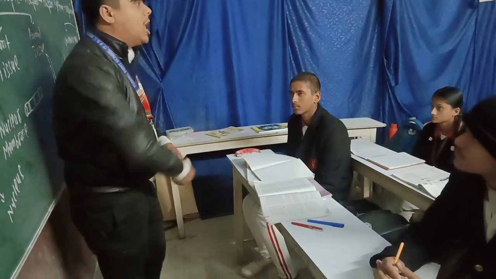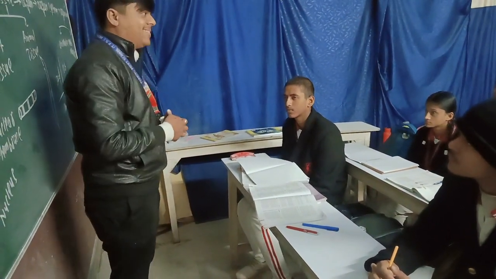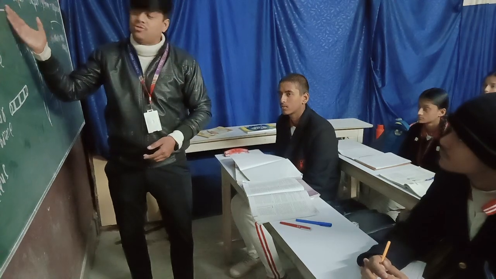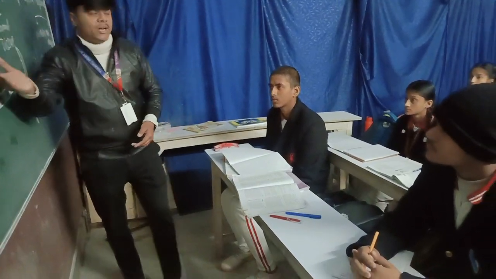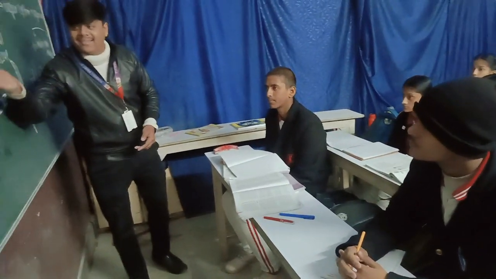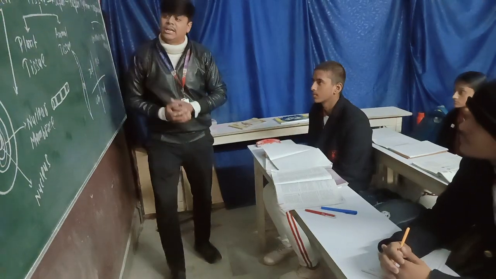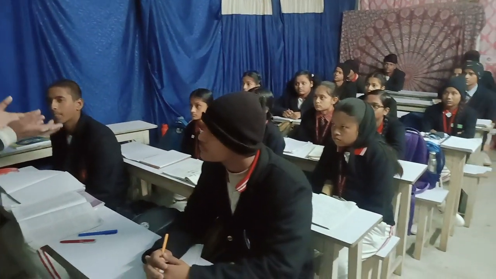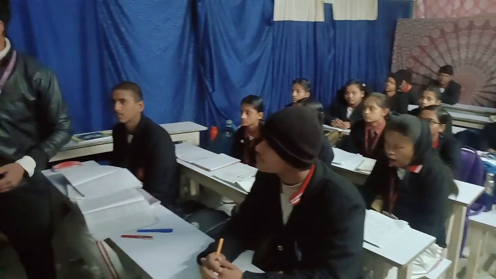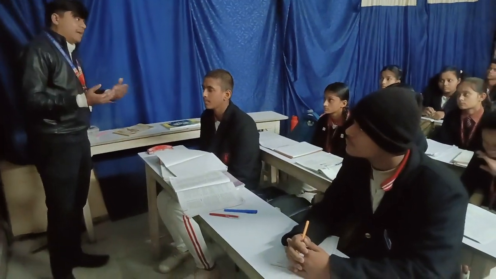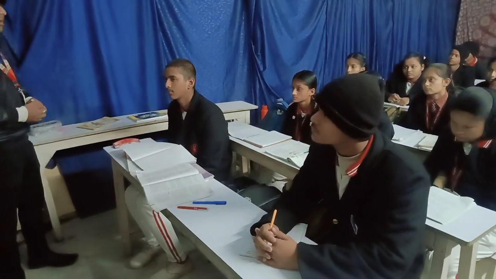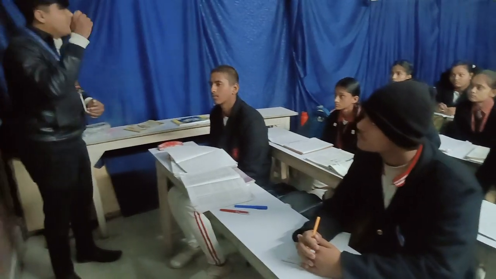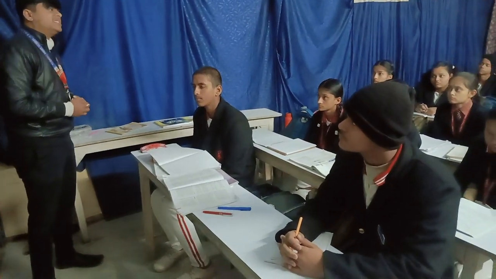So tissue is a group of similar types of cells. Now move to the next topic, which is tissue. Tissues are divided into two parts, plant tissue and animal tissue. And what is plant tissue? The tissue which is found in a plant is called plant tissue, and the tissue which is found in an animal is called animal tissue. Both the tissues are similar, but not in their function. They are similar in their structure.